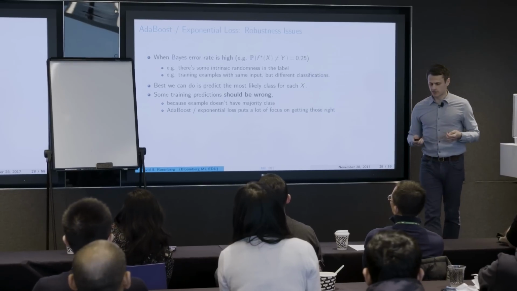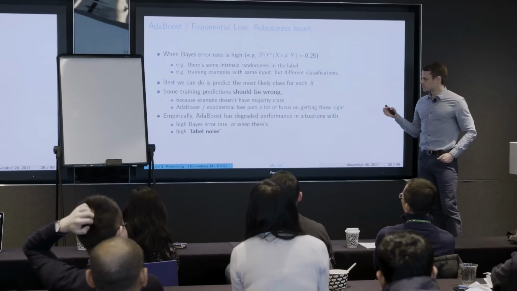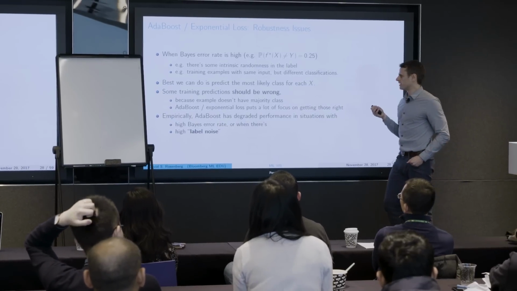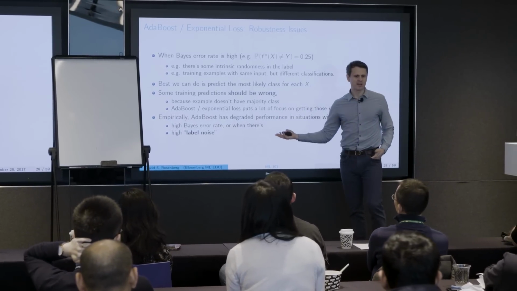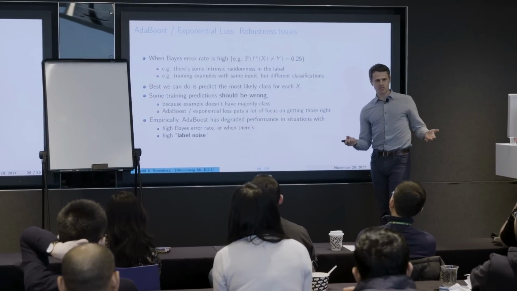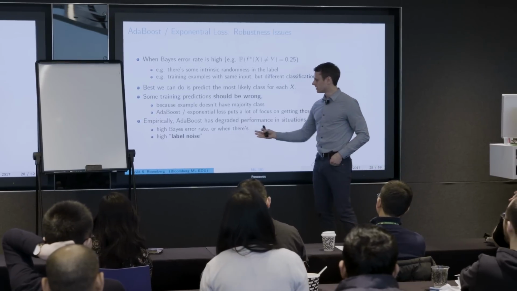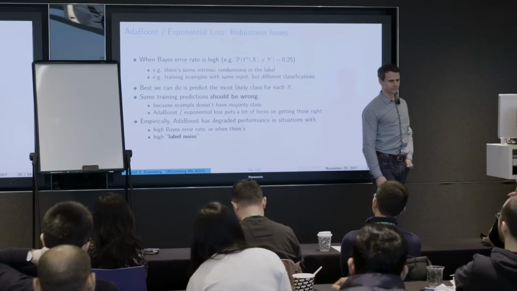And in fact, it's observed in practice that Adaboost doesn't have great performance in scenarios where there's what's called high Bayes error rate. This is where there's just situations where even the best possible prediction function can't figure out what it is with perfect accuracy, or label noise. Right? That would be the other scenario where Adaboost is empirically found to not do great.